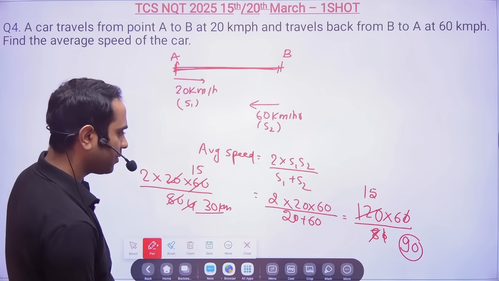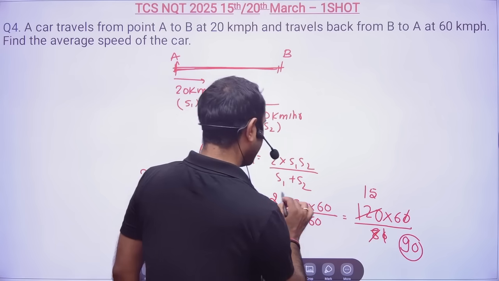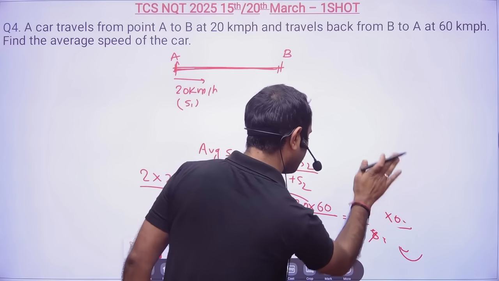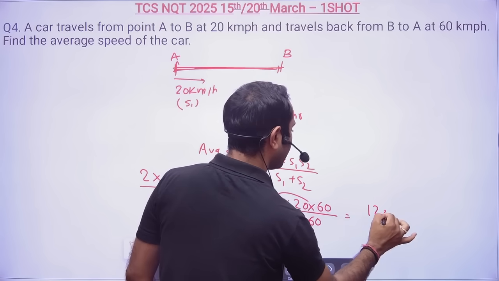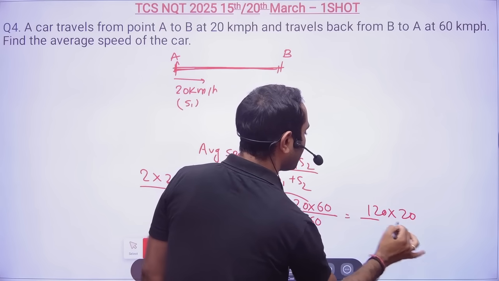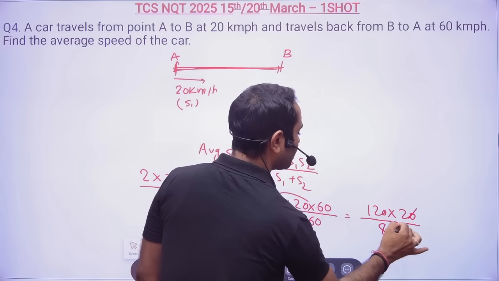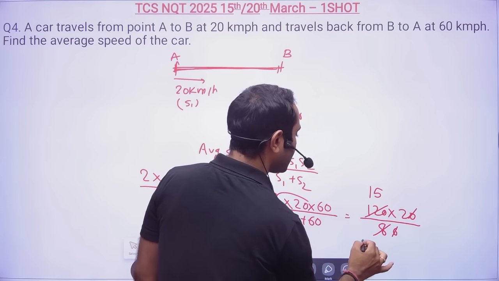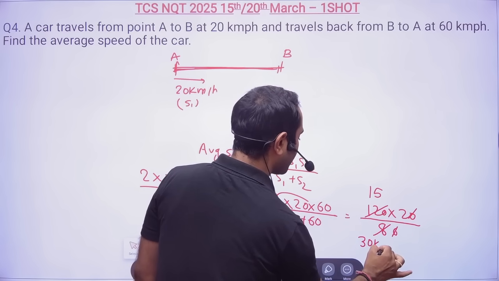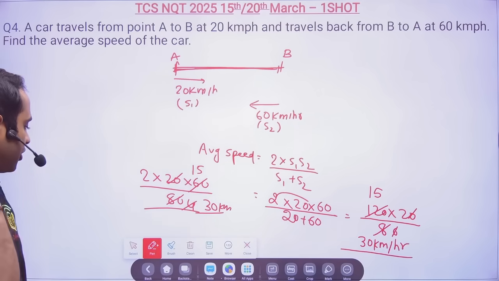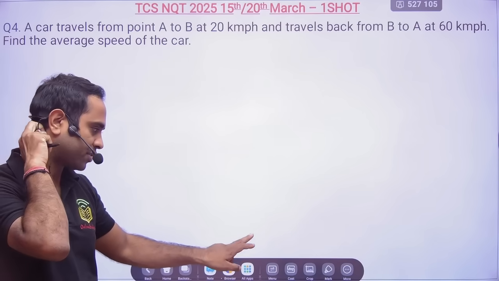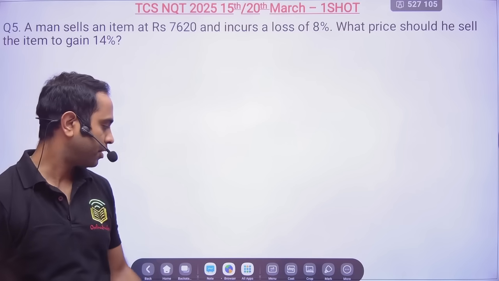So here we have made some mistake. Okay, so 60 into 20, some calculation mistake we have made here. So 60 into 20 is 1200 divided by 80. So this and this, 15 into 8 is 120, 15 into 2 will be 30 km per hour. So 30 km per hour will be the correct answer for this particular problem. It was a very simple question, so there is no chance of making the mistake here.